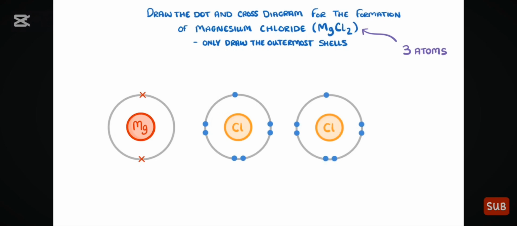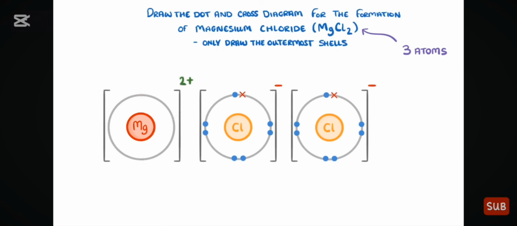The next step is to think about where the electrons could move to make all the electrons happy with a full outer shell. And as a general rule, electrons will move from the metal to the non-metal. So in this case, magnesium can give 1 electron to each of the 2 chlorines. As a result, we'll end up with a magnesium 2 plus ion and 2 chloride 1 minus ions. This is now pretty much done.